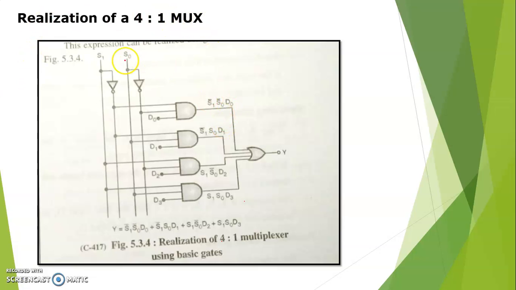Realization of 4:1 mux you can see in this. So for the realization, we have 2 select inputs and 4 data inputs: S1 bar S0 bar D0, S1 bar S0 D1, S1 S0 bar D2, S1 S0 D3. So your final equation is Y equals S1 bar S0 bar D0 plus S1 bar S0 D1 plus S1 S0 bar D2 plus S1 S0 D3.